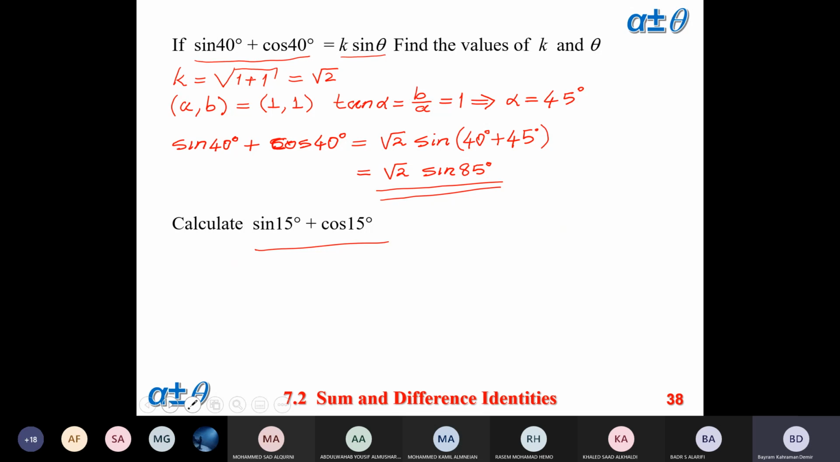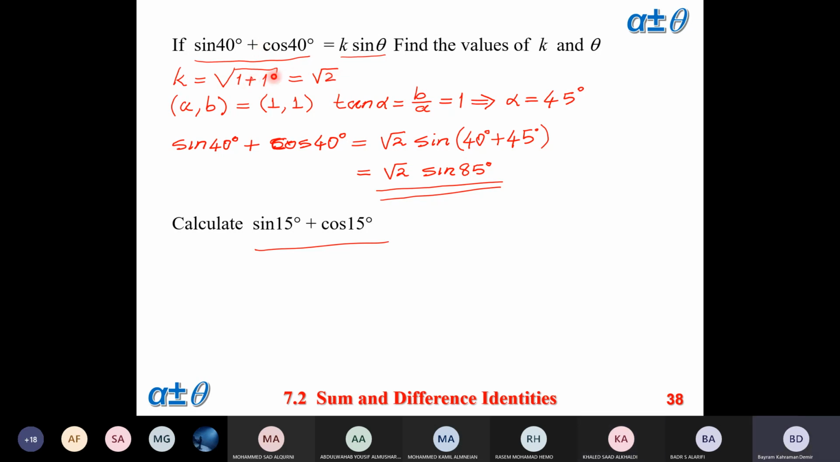Some exam questions, let's look at. Sine of 40 degree plus cosine of 40 degree is equal to k times sine of theta. Then what are the values of k and theta? Well, let's calculate the k, Shabab. K is root of a square, a is 1, as you see, right? Plus b square, b is 1 also, right? So k is root 2.